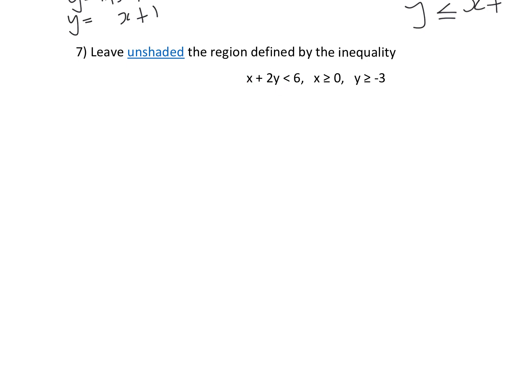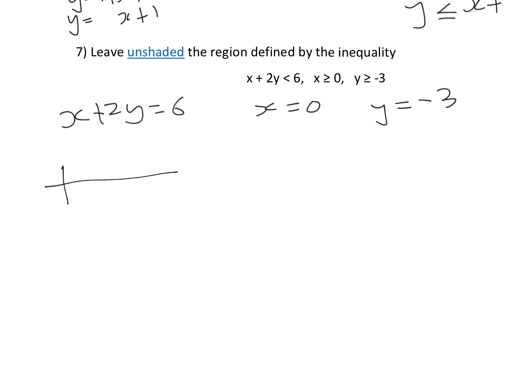What line do we have to plot for this one? x plus 2y equals 6. Then for the second one, we'll have to plot x equals 0. And for the third one, plot y equals minus 3. This one's going to be the hardest. You're going to need a table of values for it.